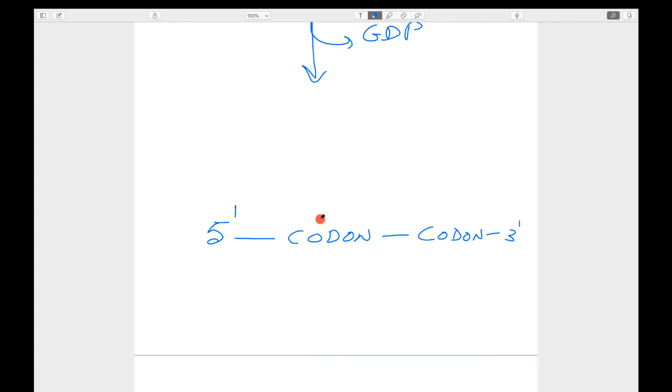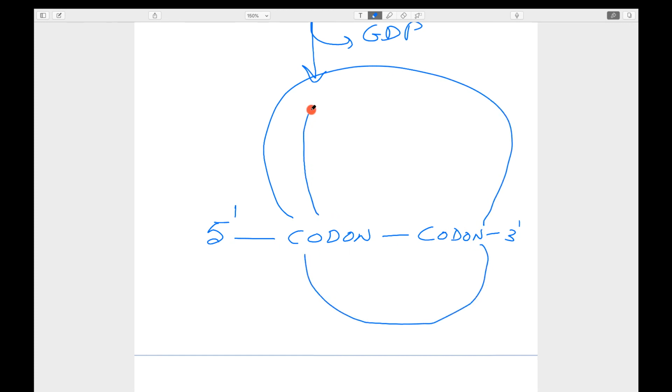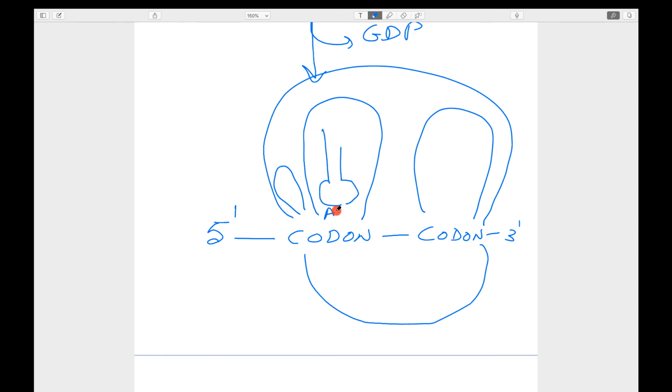Okay, here it is. This is the A site. This is the exit site. Here I say anticodon. Here, so this is empty again. Here what we have, this is alanine and this is formyl methionine. This is P site, this is A site.